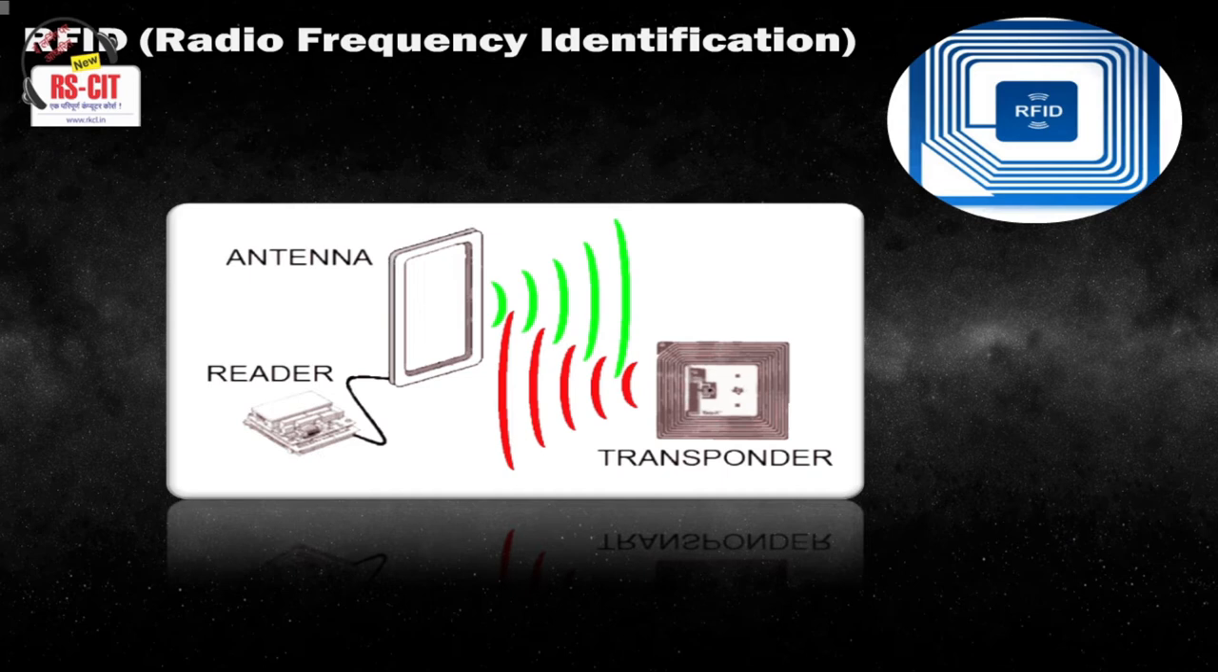Other types have a local power source, such as a battery, and may operate at hundreds of meters from the reader. RFID tags are used in many sectors like logistics, shopping malls, manufacturing assembly lines, etc.